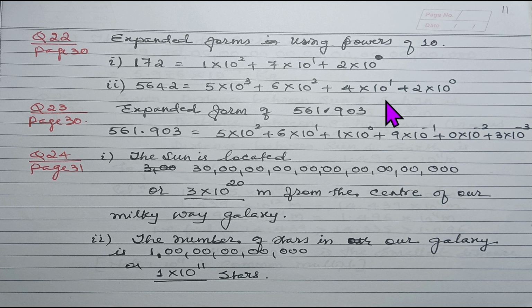So now if you have 2 here, 2 into 10 to the power 0 plus 4 into 10 to the power 1 plus 6 into 10 to the power 2 plus 5 into 10 to the power 3. So place value and face value are multiplied. The place value is here 1, here it is 10, then 100 and 1000. So remember that.